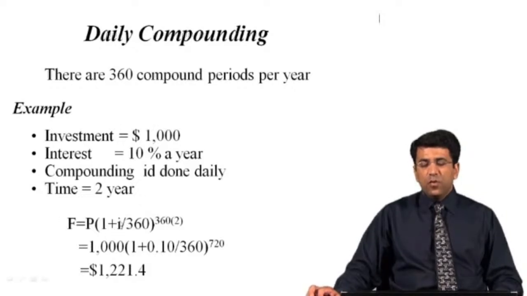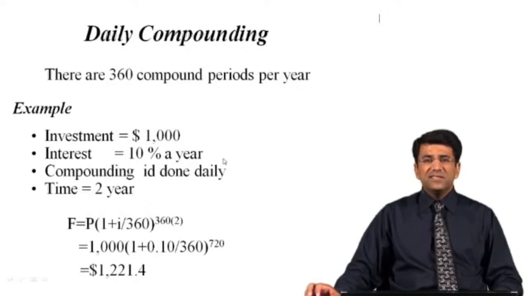That is, we'll have to divide the interest rate by 360, assuming that there are 360 days in a year, and again n, or the number of years, will be multiplied by 360. By these particular changes we can get the future value of money equal to $1,221.5 if the compounding is done daily.